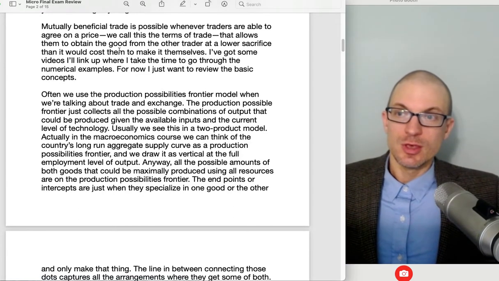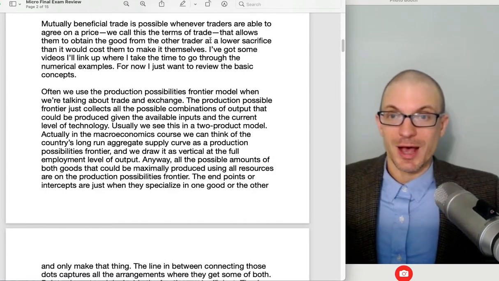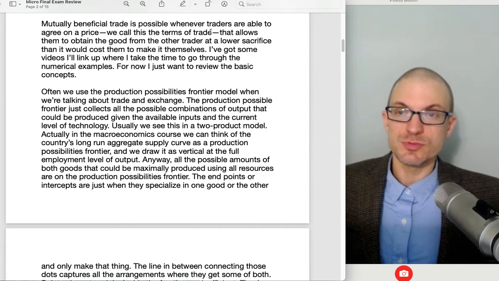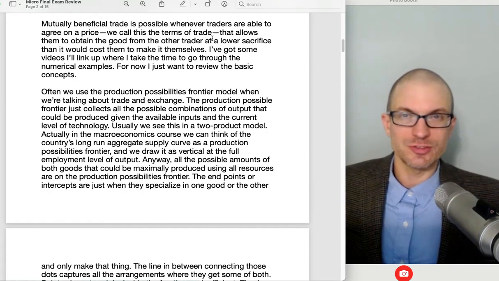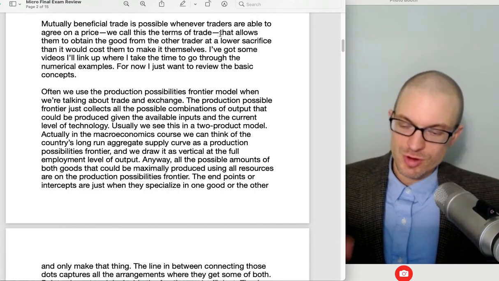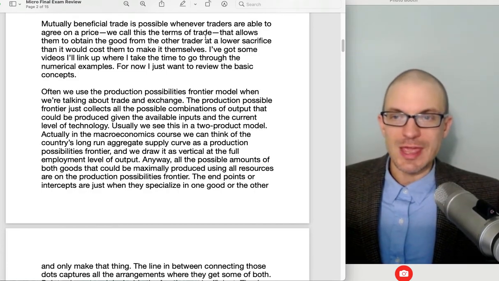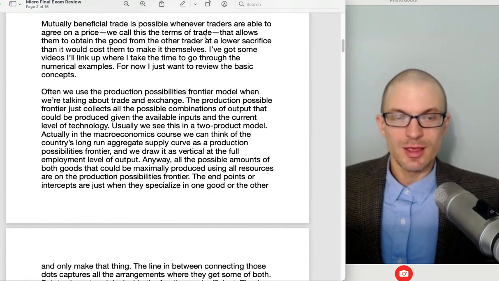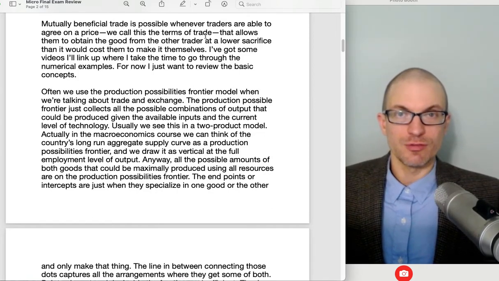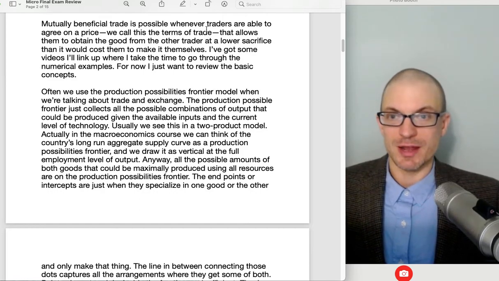Mutually beneficial trade is possible whenever traders are able to agree on a price. We call this the terms of trade. It's usually quoting prices in one good in terms of the other. It's the price, allowing them to obtain the good from the other trader. If you could do this at a lower sacrifice than it would cost you to make yourself, now we've got the basis for mutually beneficial trade.